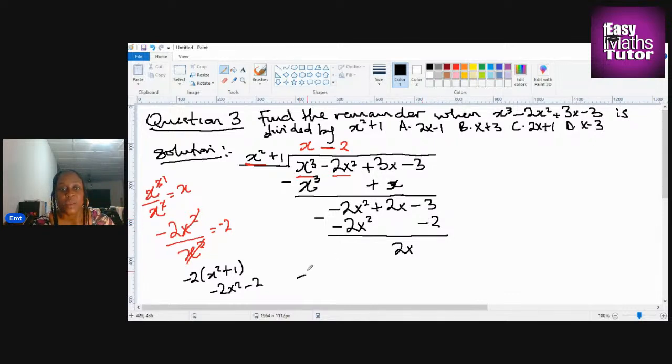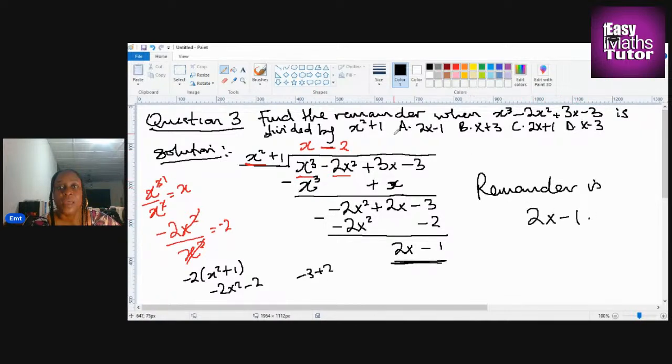So we say minus 3 plus 2 gives us what? Minus 1. Therefore, this is our remainder. It's our remainder because we can no longer divide 2x by x squared, because x is lower in exponent than x squared. So our remainder is 2x minus 1, and our answer is A. Our option is A.